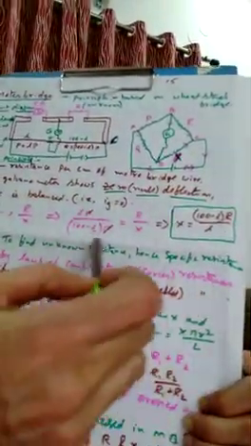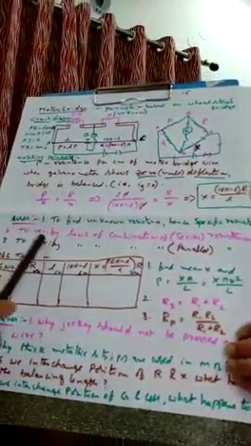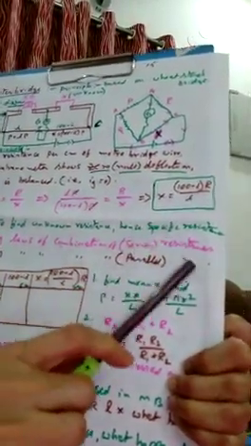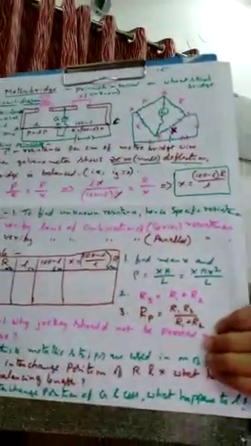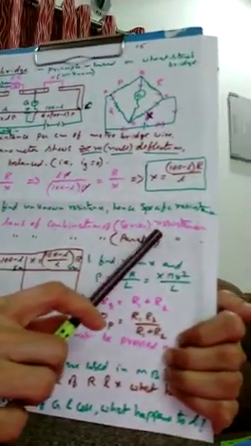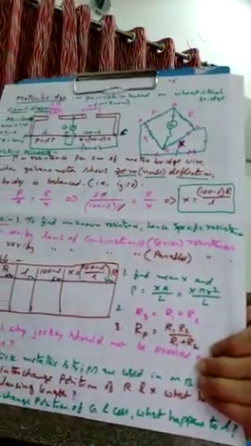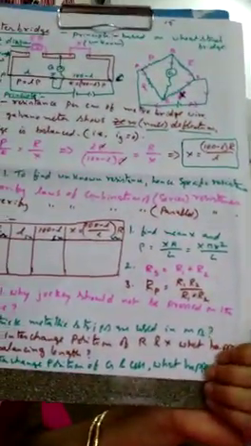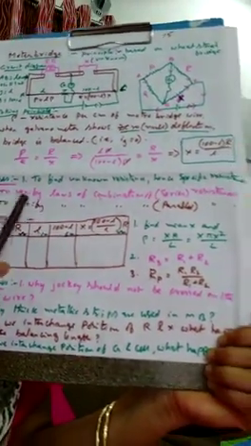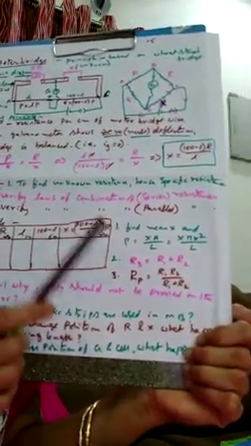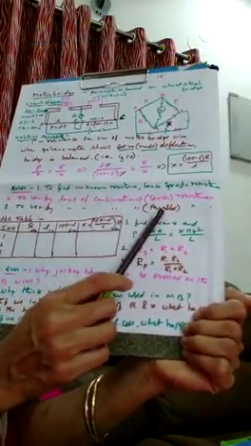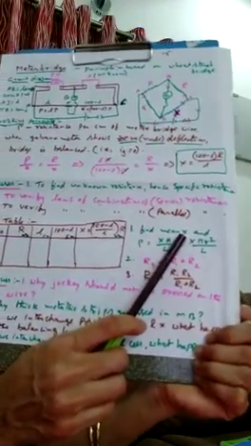Again, I will explain. The second use is to verify the laws of combination of resistances in series. And the third use is to verify the laws of combination of resistances in parallel. So how many uses are there? 3. One is to find out the unknown resistance, hence the specific resistance. Second is to verify the law of combination of resistances in series. And third is to verify the law of combination of resistances in parallel connection.